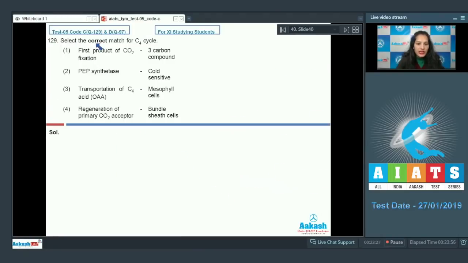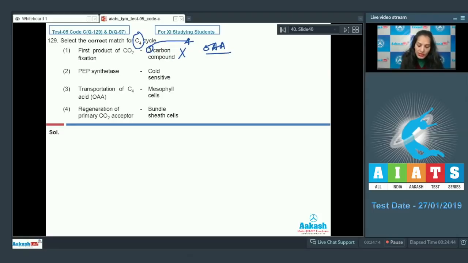Question number 129. Select the correct match for C4 cycle. First option, first product of CO2 fixation, 3-carbon compound. Second, PEP synthetase, cold sensitive. Third, transportation of C4 acid, OAA, mesophyll cells. Fourth, regeneration of primary CO2 acceptor, bundle sheath cells. This question is all about the C4 cycle. In C4 cycle, first product of CO2 fixation is a 3-carbon compound? No, why is it called C4 cycle? Because the first product of CO2 fixation is a 4-carbon compound, and that is oxaloacetic acid. So this is not correctly matched.